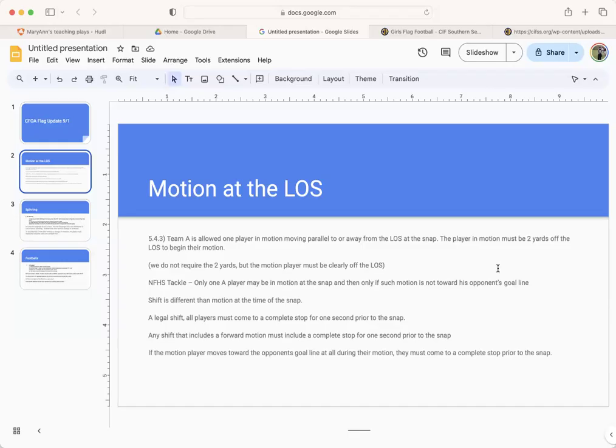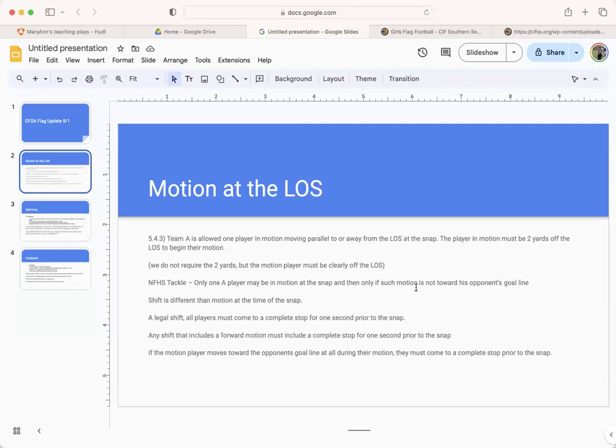A shift is different than motion at the time of the snap. For a legal shift, all players must come to a complete stop for 1 second prior to the snap. Any motion that moves towards the opponent's goal line is considered a shift. So if that player is in motion forward, they must come to a complete stop for 1 second prior to the snap of the ball. If they take 2 steps forward and then turn sideways and move their motion along the line of scrimmage, because their motion included a forward motion, that player must come to a complete stop. It then becomes a shift rather than motion at the time of the snap.